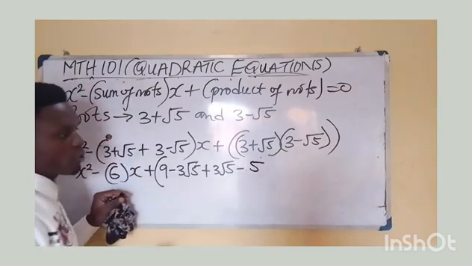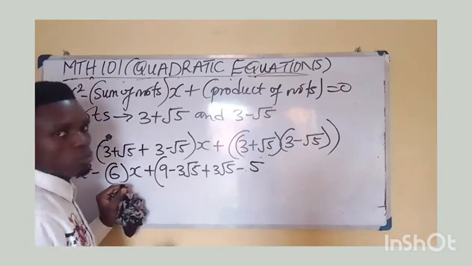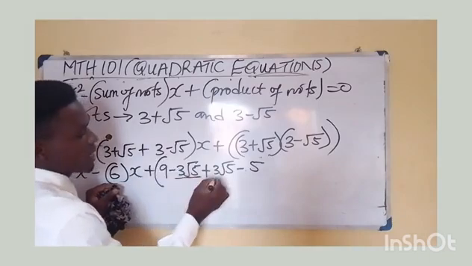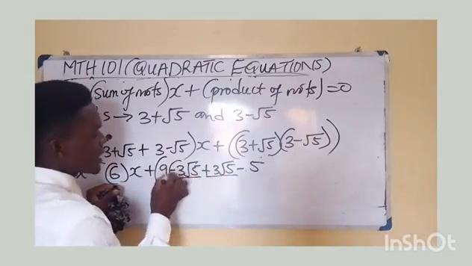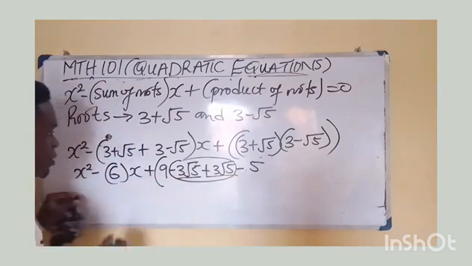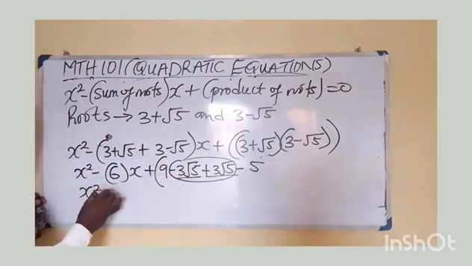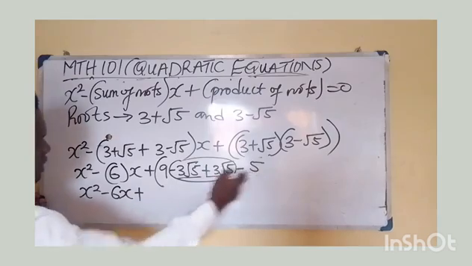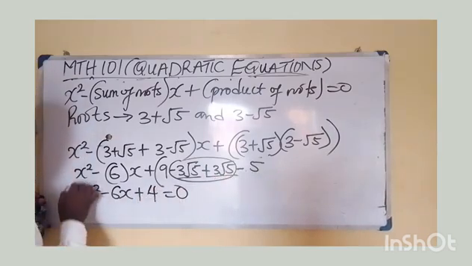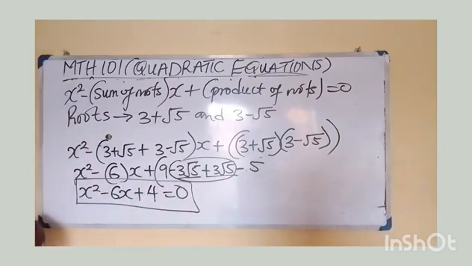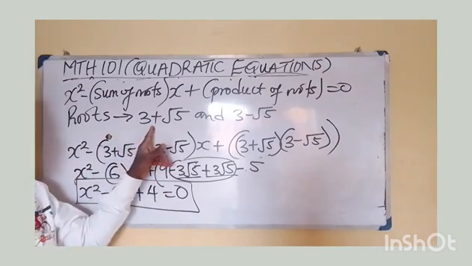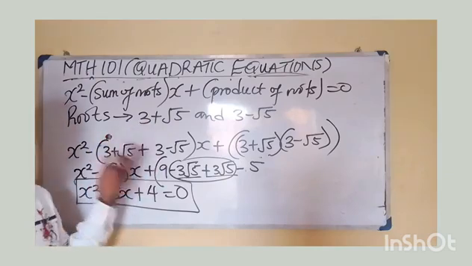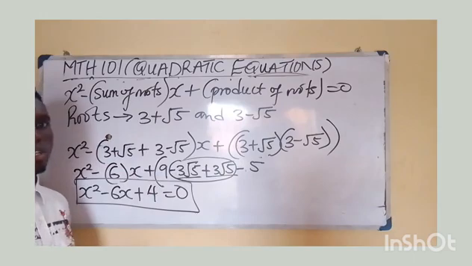Why am I writing 5? Because the square root of 25 is 5. Now look at it here. I have minus 3 root 5 and plus 3 root 5, so everything here is 0. So I'll now have x squared minus 6x plus 9 minus 5, which equals 4. So this is a quadratic equation from the roots we are given. I know sometimes they can be very simple, but this one was a bit tricky. So please take note of that.